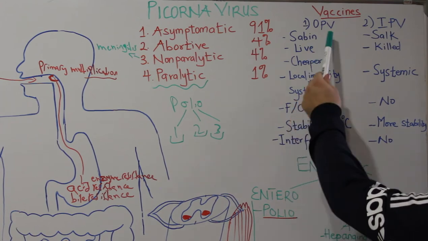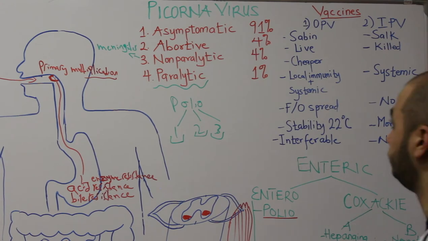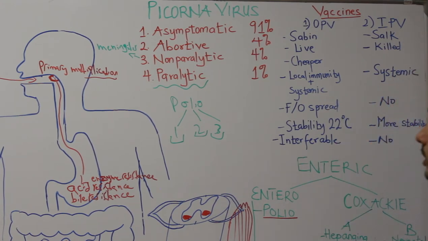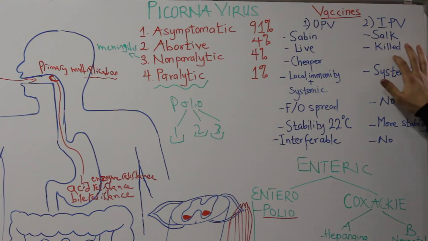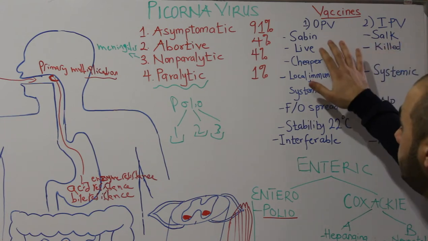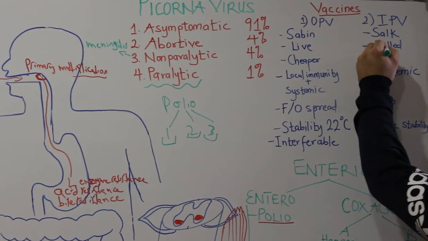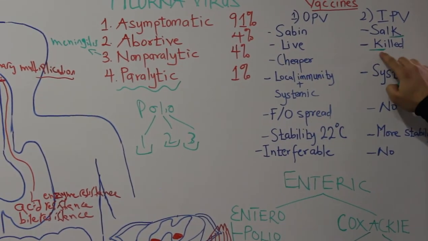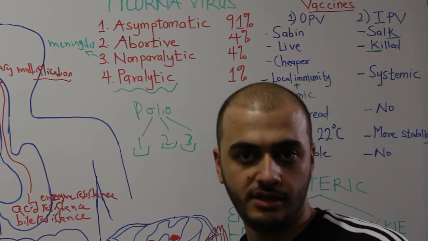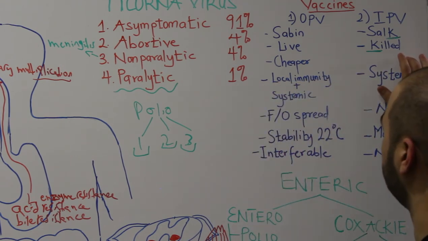So the oral is called Sabin, after the name of the scientist who discovered it. And the injectable is called Salk. And actually the injectable is a killed vaccine, while the oral is a live attenuated vaccine. So how do you remember? The killed has K, and the letter K is present in the name of the scientist who discovered it, Salk. So this is a way to not forget.